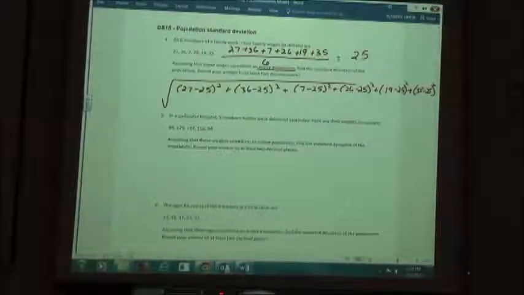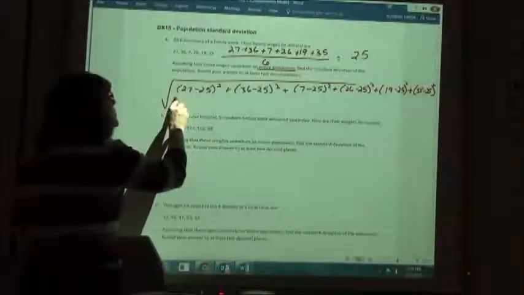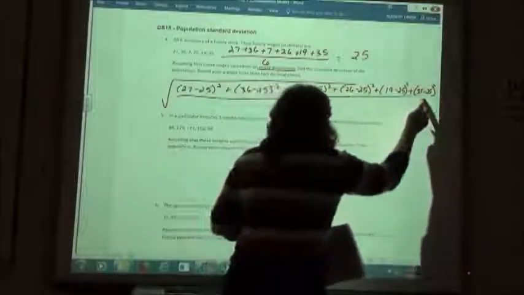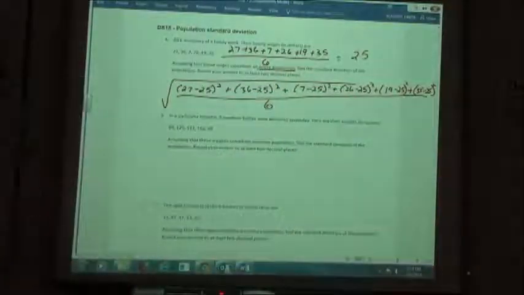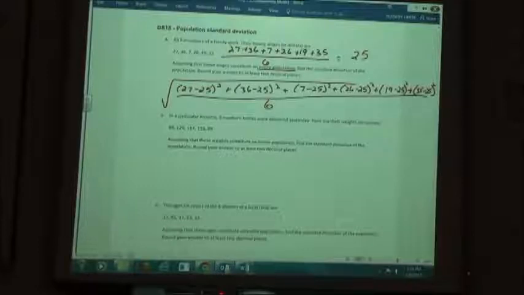So on the top of the fraction, you take each of your values, subtract the mean, and then square that answer. On the bottom, you're just going to use the number of values that we had on our list. In this case, it's going to be a 6 because we had 6 numbers in our list to start with.